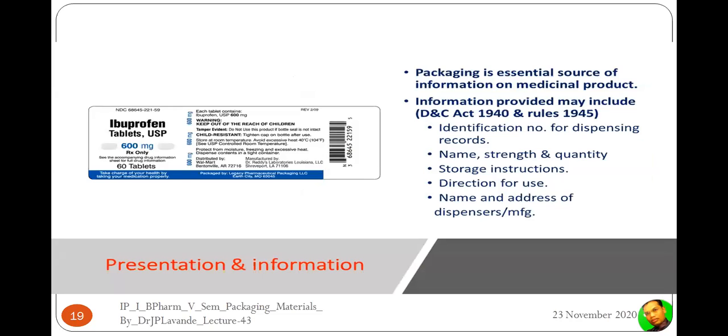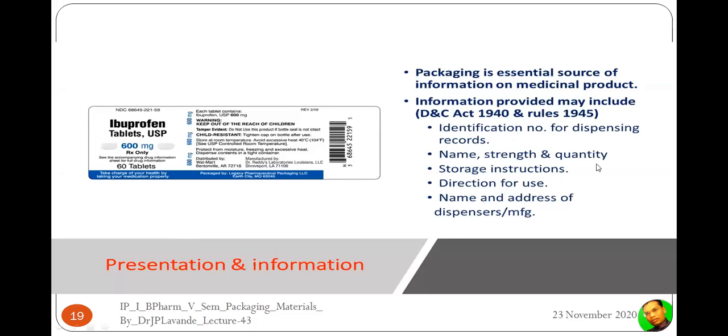The packaging is an essential source of information on the medicinal product. This is just an example to understand how the packaging material provides information and what kind of information it will provide. It will provide the identification number for the dispensing record, or the identification number of the manufacturing. Here you can see REV 0209, and here it is NDC 6864522159. Some kind of numbering system is there.